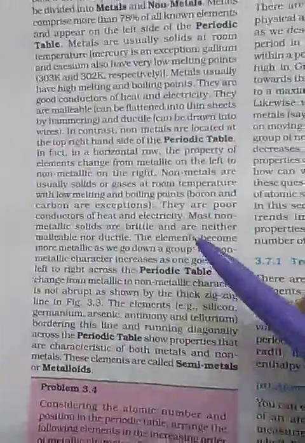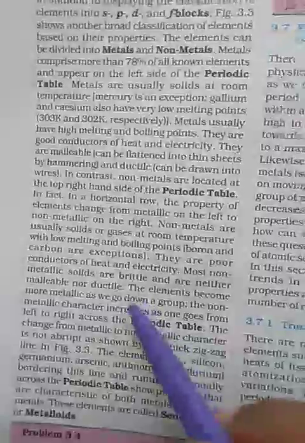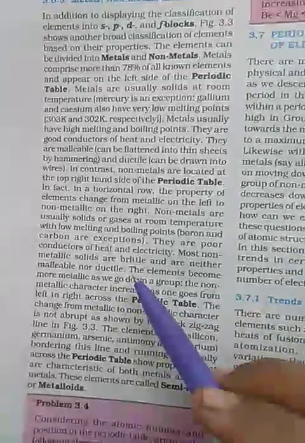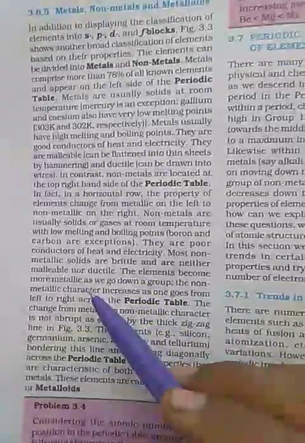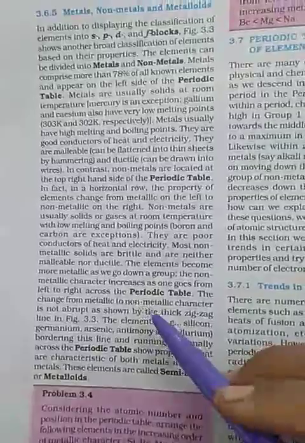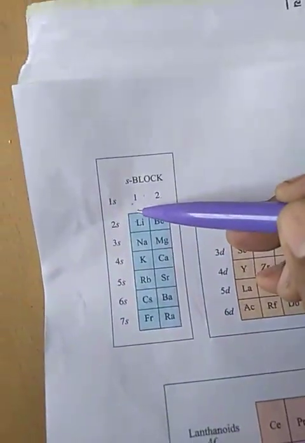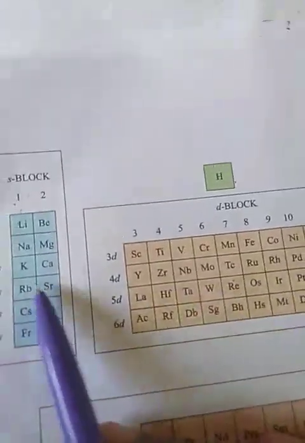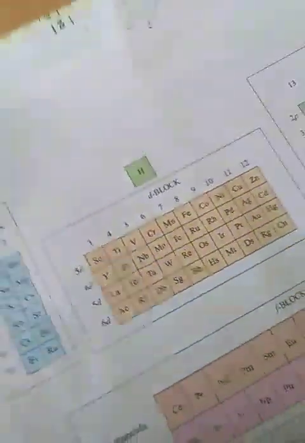Non-metals, here, these are non-metals. So what are the characters of non-metals? They are poor conductors of heat and electricity. Most non-metallic solids are brittle and are neither malleable nor ductile. They can't be made into wires and sheets. The elements become more metallic as we go down a group. The non-metallic character increases as one goes from left to right. So the metallic character increases from top to bottom in groups, and in periods the metallic character decreases.